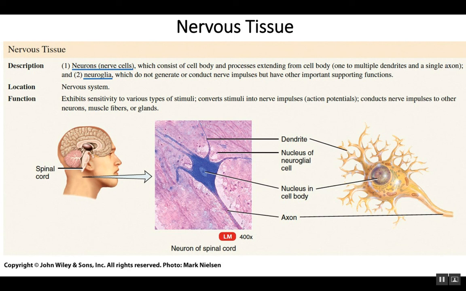So that's the end of tissue. There's a lot of them. It's going to take time to work through them. Keep in mind, we're going to try to be able to identify the tissue using pictures. We're going to try to understand the function of that tissue, and we're going to try to remember where you would find that tissue.